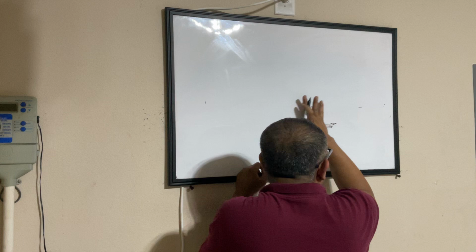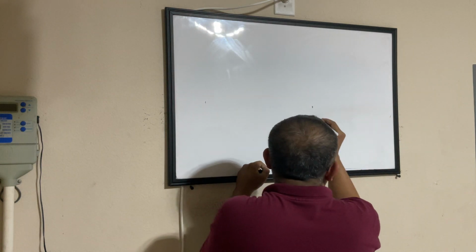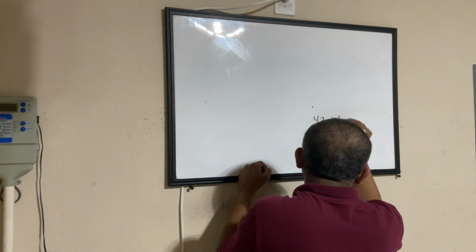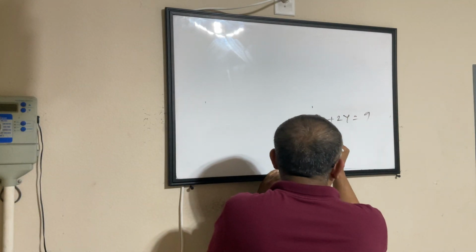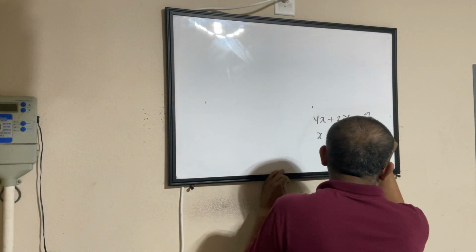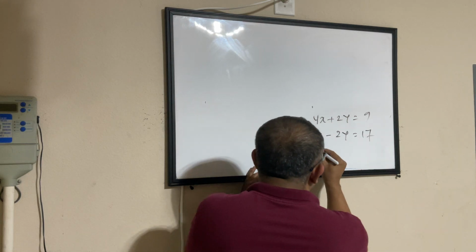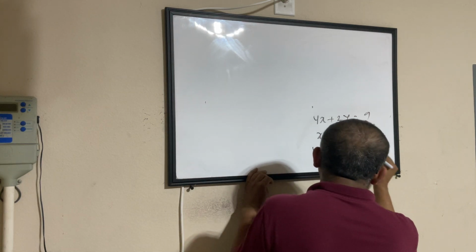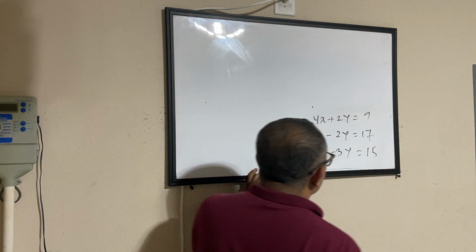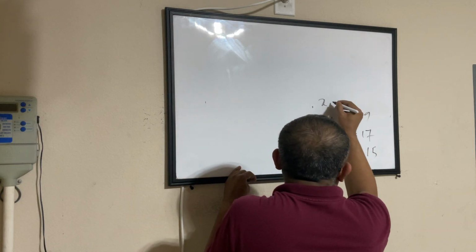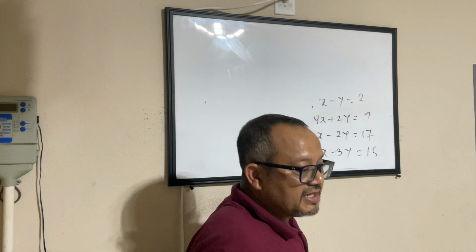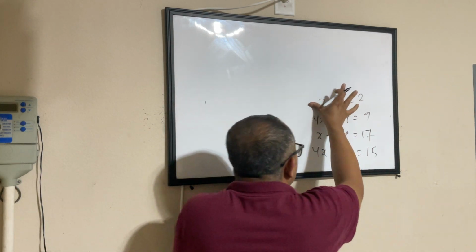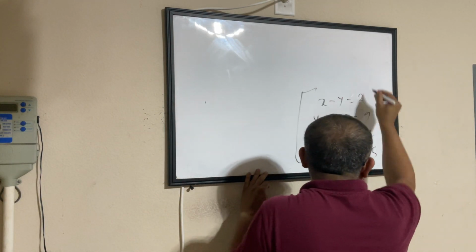Now, I am saying that any equation like this is a linear equation, or an equation like x minus 2y equal to 17 is a linear equation, or 4x plus 3y equal to 15 another linear equation, or x minus y equal to 2 is a linear equation. These are all linear equations. Why? Because they all have one thing in common.